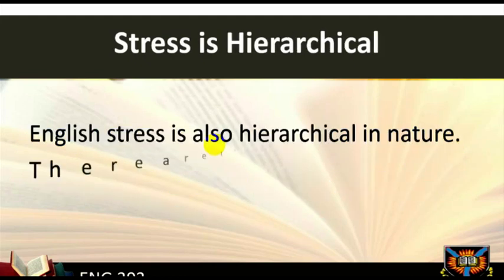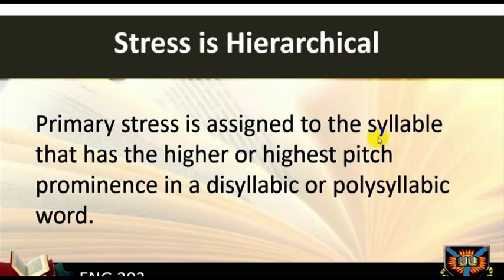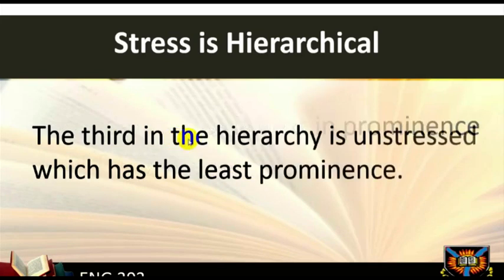English stress is also hierarchical in nature. There are 3 levels of stress in English. Primary stress is assigned to the syllable that has the higher or highest pitch prominence in a disyllabic or monosyllabic word. Secondary stress is next in prominence to primary stress. The third in the hierarchy is unstressed, which has the least prominence.